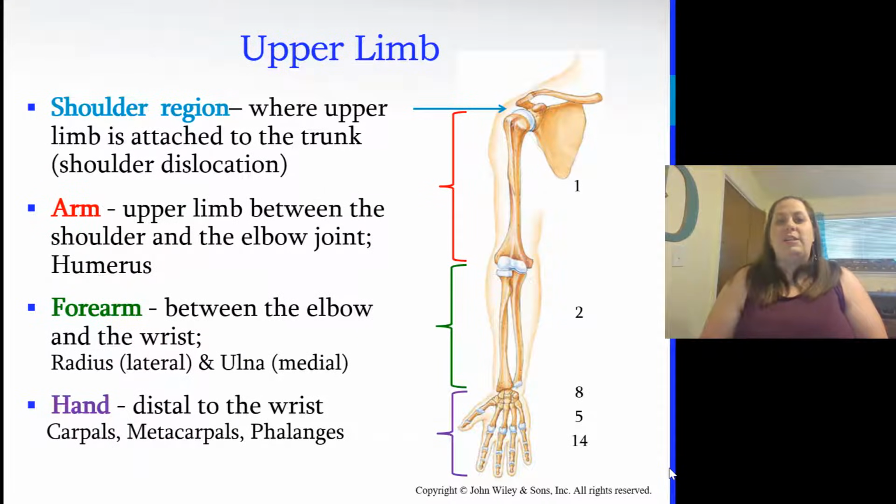Now, the shoulder region is the upper part of the limb, and it's attached to the trunk, and when it gets dislocated, it's a shoulder dislocation. We then have the arm, which is the upper limb between the shoulder and the elbow joint. This is going to be composed of one bone known as the humerus. We then have the forearm, which is going to be between the elbow and the wrist, which is going to be made up of the radius and ulna. And then you have the hand, which is the distal part of the limb, which is going to be distal to the wrist. And it is going to be composed of the carpals, metacarpals, and the phalanges.